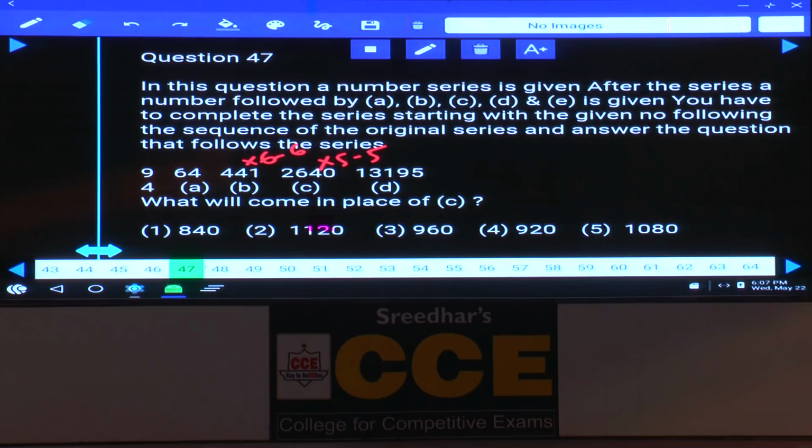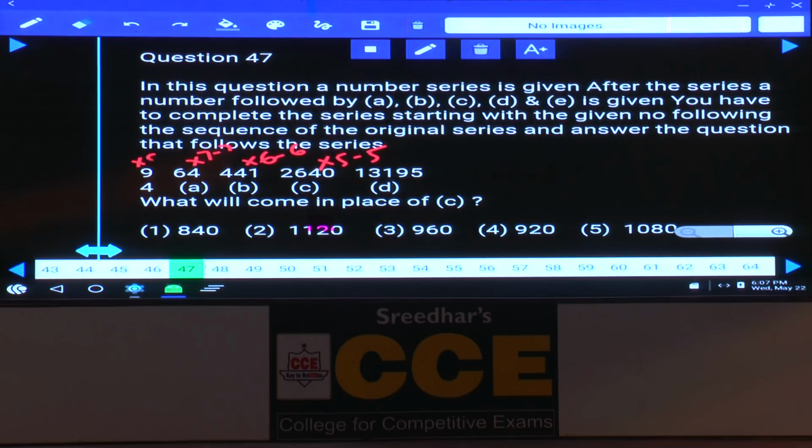Into 5 minus 5, into 6 minus 6, this must be into 7 minus 7. This is into 8 minus 8. Check out whether it is into 8 minus 8 or not. 9 into 8, 72 minus 8 is 64. Then, now we need to identify the number that is coming in the place of C. Starting with the 4, 4 into 8, 32 minus 8. What is 32 minus 8?